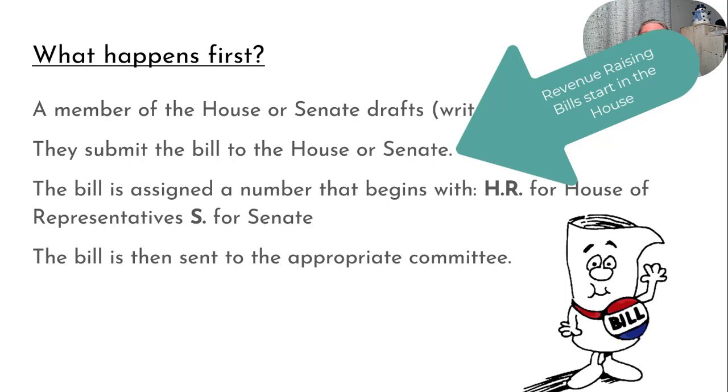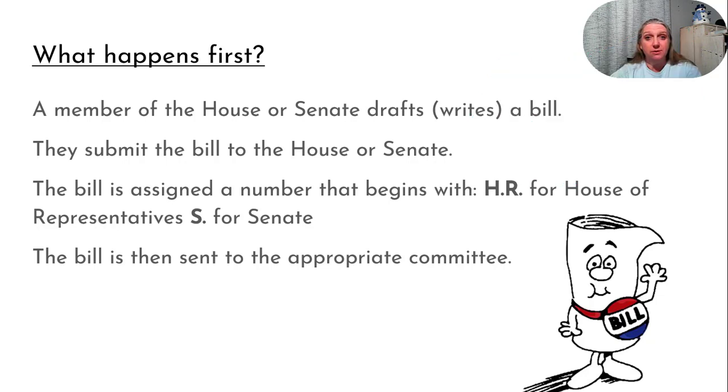It is a number based on order. So the very first bill that is proposed gets 1, and 2 and 3 and so on and so forth. At the end of a 2-year term, you are talking bills into the thousands. Not that they have passed thousands of bills, but they do have thousands of bills that are suggested. If it's in the Senate, it starts with an S. The bill is then sent to the appropriate committee.